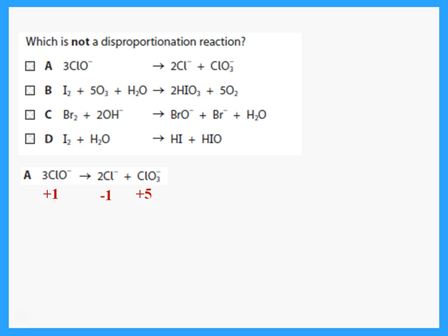So in this case, chlorine changed once from +1 to -1, decrease, reduction. And another time from +1 to +5, increase, that is oxidation. So this is a disproportionation reaction. Now the other one, what is the oxidation number of iodine?